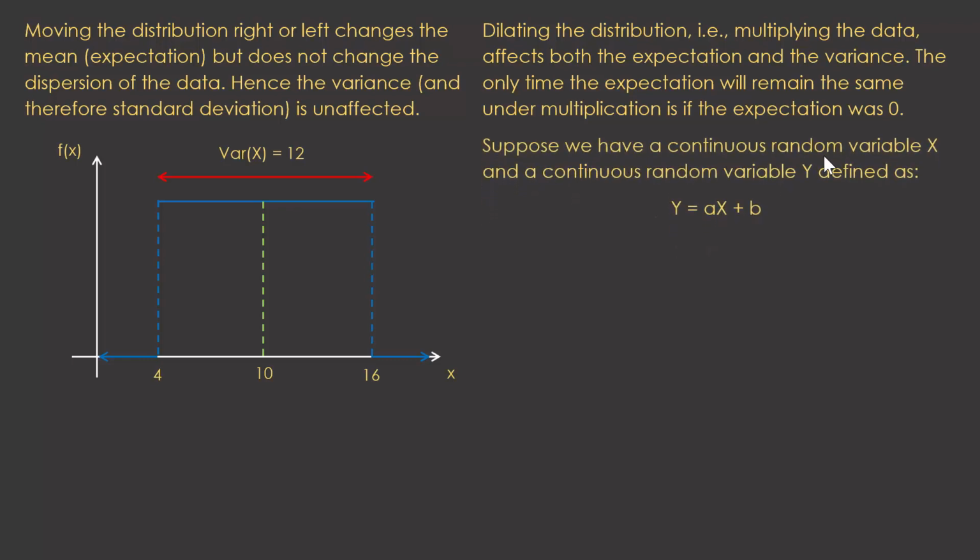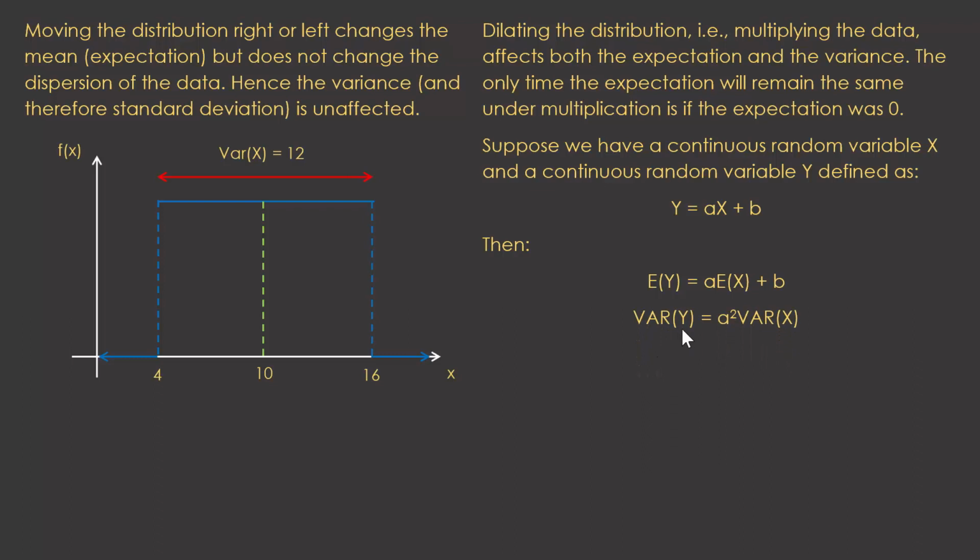Suppose we have a continuous random variable x and a continuous random variable y defined as y is equal to ax plus b. So that's a linear transformation. Then the expectation of y is equal to a times the expectation of x plus b. So the expectation is affected both by the multiplication and by the addition.